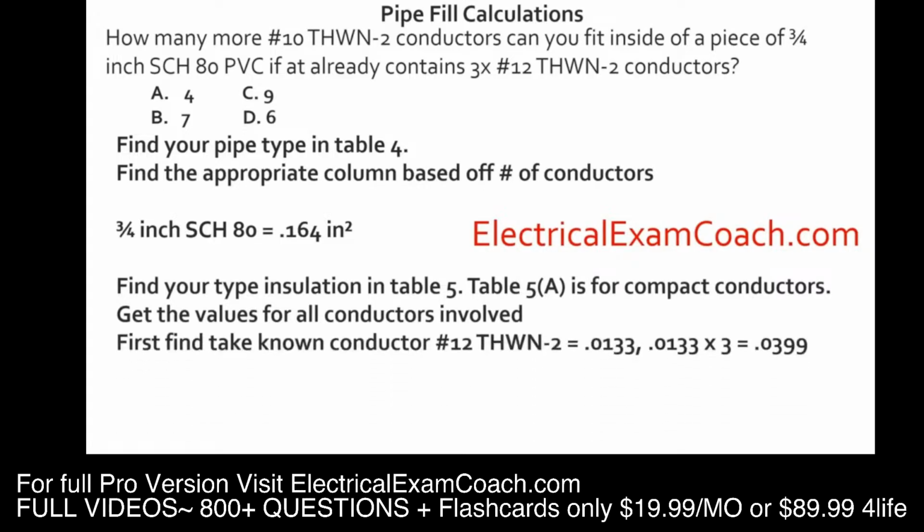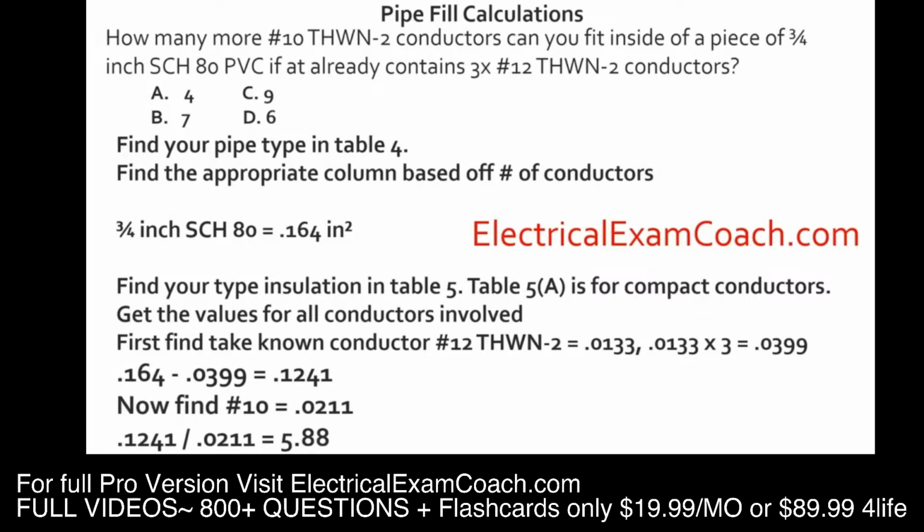First, we're going to take our number 12 that we already have, multiply it by the 3 that we already have, and that gives us this value. Then we're going to take our total available to fill minus what we already have, and that gives us this for our remaining left to fill. Then we just take that and divide. We divide that out and we find that we can fit 5.88 conductors, and in this case it is 0.8 or larger, and we will round up to 6. Great job.